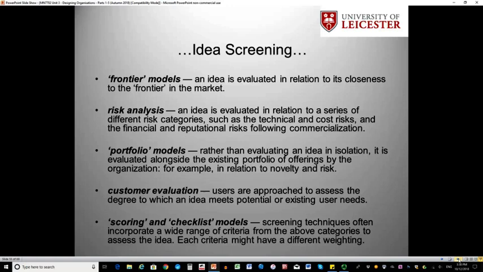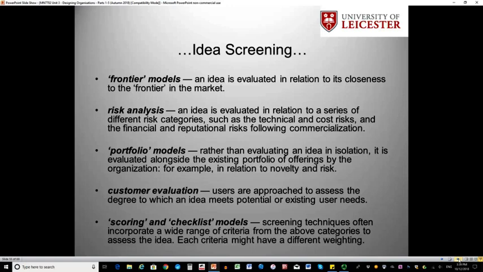It might be that you want to evaluate an idea in relation to the degree to which it lies at the frontier of the market. If you're a first-to-market organisation, which we talked about in the last lecture, what you want to do is select ideas that keep you at that frontier. It might be that a key part of your idea screening is looking at the risk, and it might be that you're risk averse, or it might be you're comfortable with risk, or it might be you're concerned with cost risks or reputational risks. So your risk analysis could be a key part of idea screening.